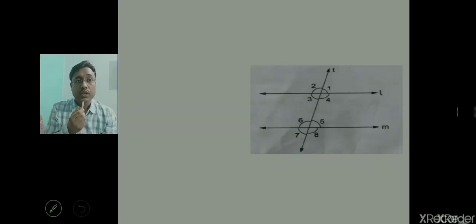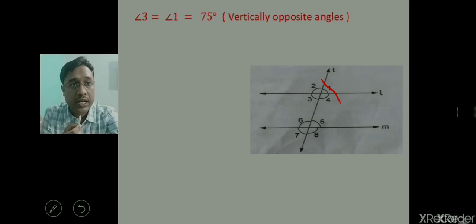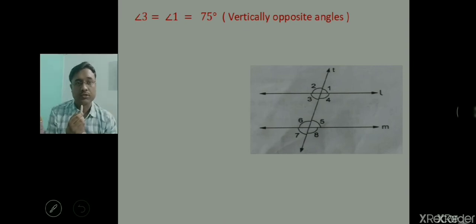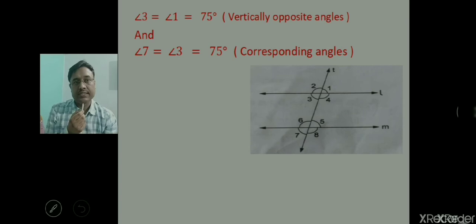Then now we have to find two more angles, angle 3 and angle 7. Angle 3 equals angle 1 because they are vertically opposite angles. You can see in the diagram, angle 1 is here and angle 3 is on this side. So they are vertically opposite angles, which means they are equal. Angle 1 is 75, so angle 3 is also 75. And angle 7 equals angle 3 because both are corresponding angles, both are below the two given lines and on the same side of the transversal. So angle 7 is also 75 degrees.